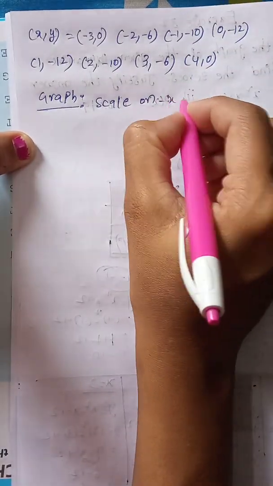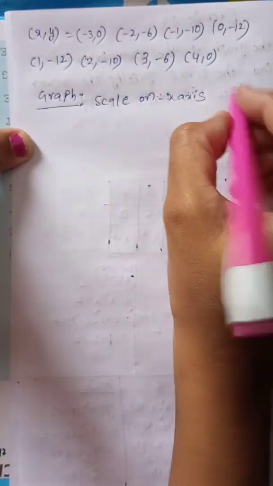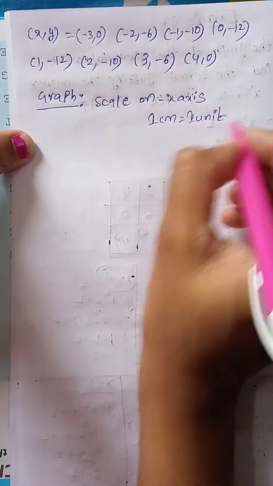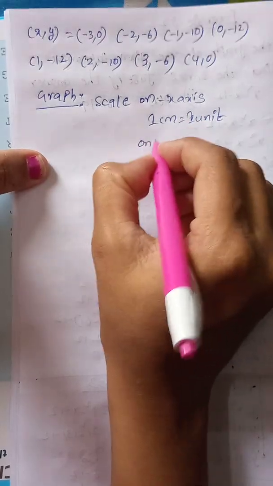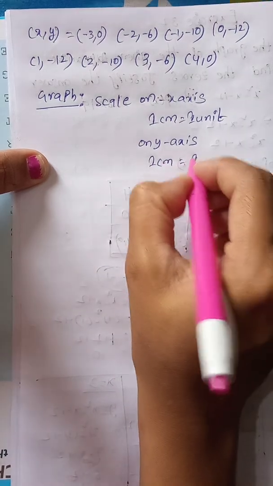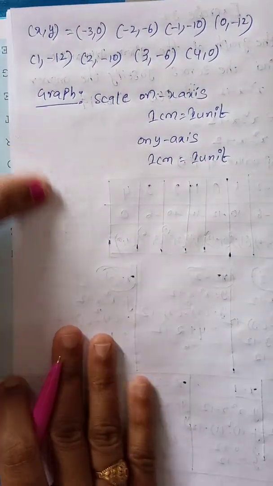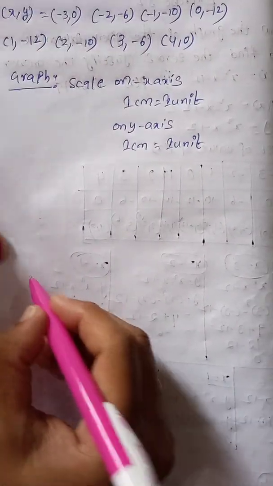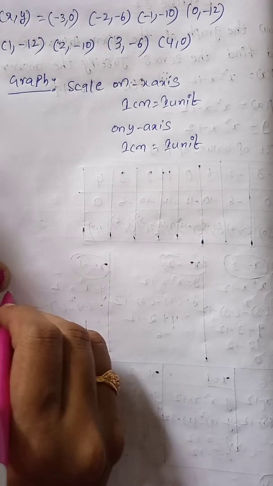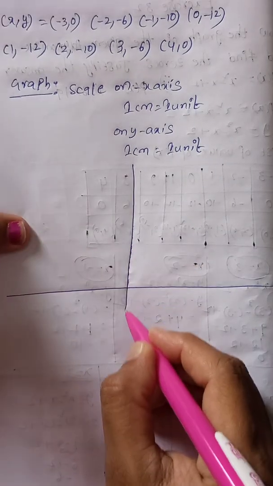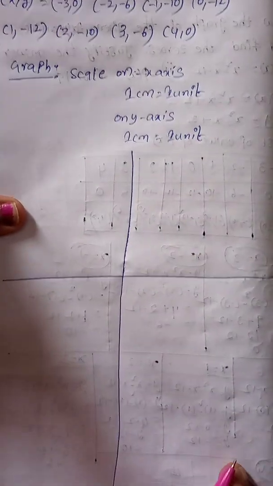Scale: first write the scale on the x axis, 1 centimeter equal to 1 unit. On the y axis, 1 centimeter equal to 1 unit. Okay, first draw the x axis here. This is the x axis, and this is the y axis.